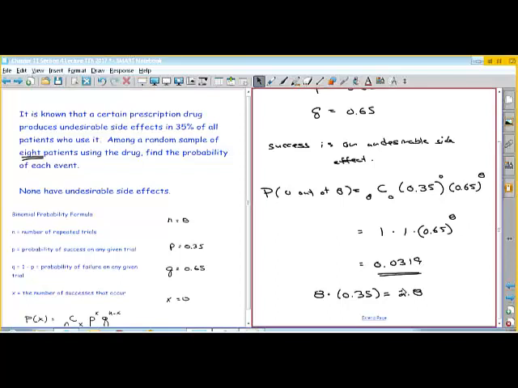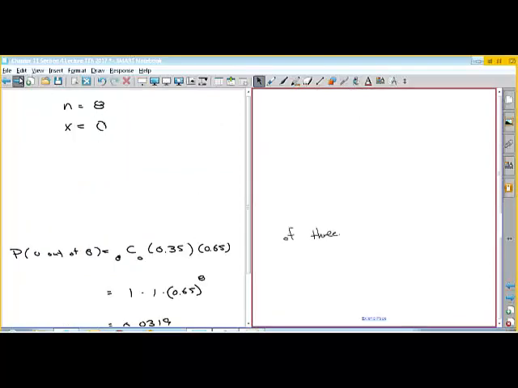I was going to say, most likely it is. That's going to be the one that has the highest probability of happening. And as you go away from that number on either side, it's going to drop off. So 8 out of 8 getting side effects is going to be more unlikely than getting 0 out of 8, just from a symmetry standpoint.